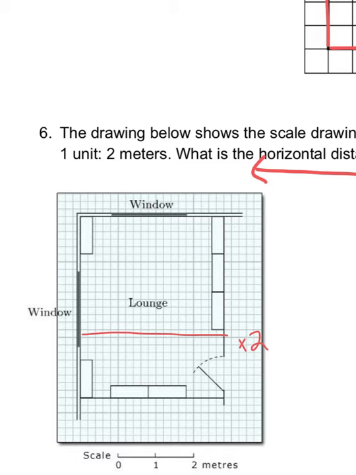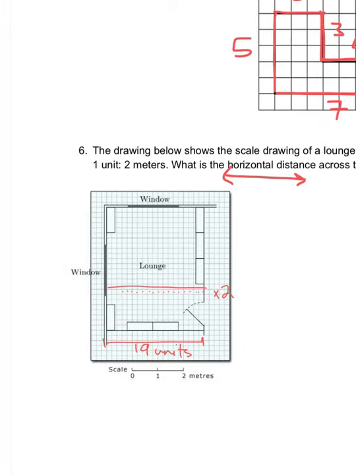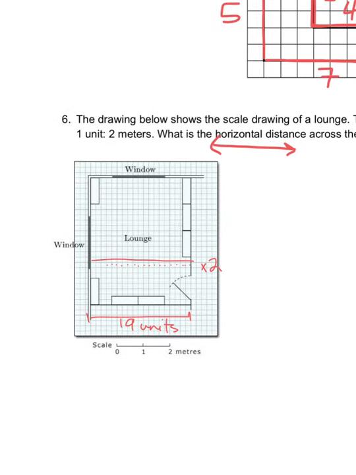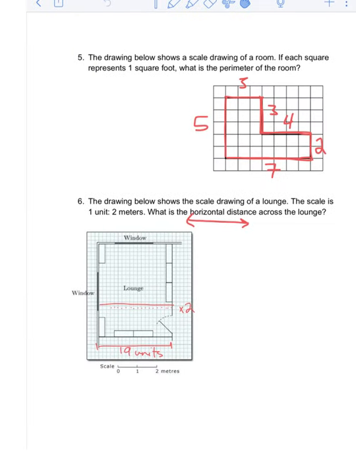So let's see, we got 1, 2, 3, 4, 5, 6, 7, 8, 9, 19. Oof, you might want to double check me. All right, I got 19 units. So then we multiply that by 2 meters, and I'll let you find the answer on your own because we'll go over solutions tomorrow.